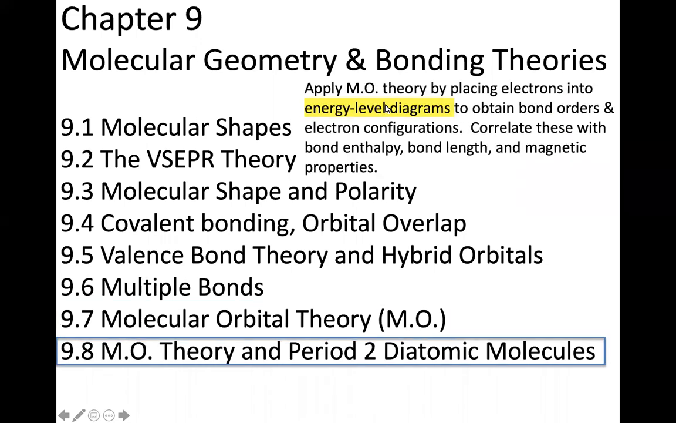And then in section 9.8, which we're going to practice this evening, we're going to look more at the energy level diagrams that we have when we move across the second period. And we want to be able to think about things and describe bonds in some ways that we've already been familiar with. We've already been looking at the idea of bond order, connecting that to properties like the bond enthalpy and bond length, but we're going to add a new one this evening, which is concerning the magnetic properties.